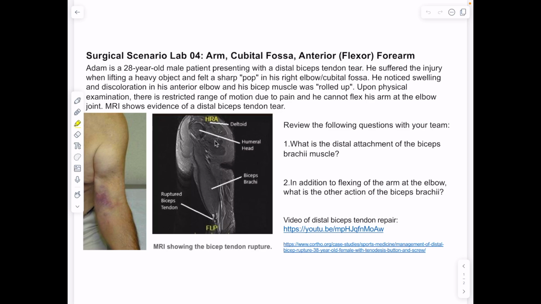All right, so very quickly, let's go over the surgical scenario from lab 4. Arm, cubital fossa, anterior flexor forearm. Adam is a 28-year-old male patient presenting with a distal bicep tendon tear. Ouch. He suffered the injury when lifting a heavy object and heard a sharp pop in his right elbow/cubital fossa. He noticed swelling and discoloration in his anterior elbow and his bicep muscle was rolled up. Yikes. Upon physical examination, there is restricted range of motion due to pain. He cannot flex his arm at the elbow joint. MRI shows evidence of distal biceps tendon tear.